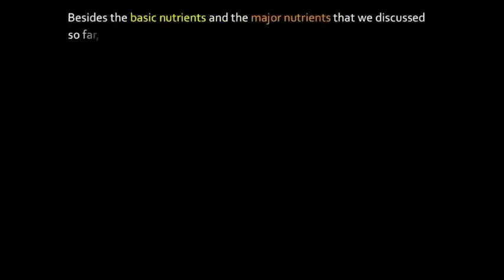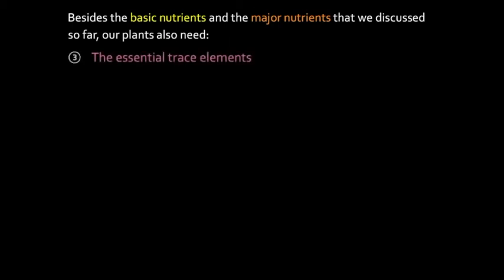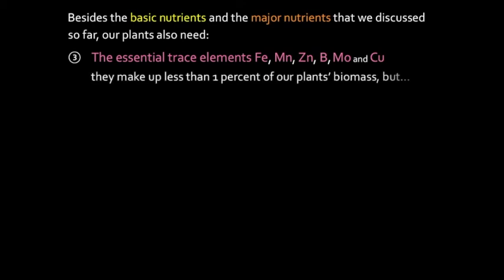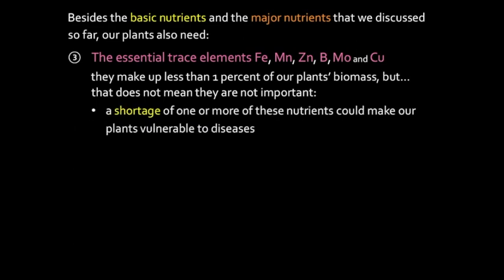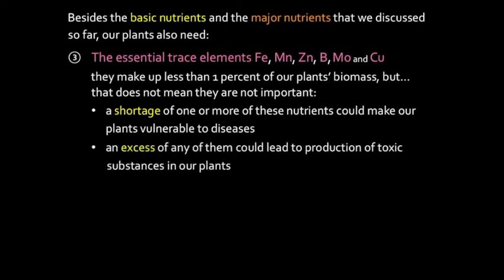Besides the basic nutrients and the major nutrients that we discussed so far, our plants also need the essential trace elements iron, manganese, zinc, boron, molybdenum, and copper. They make up less than 1% of our plant's biomass, but that does not mean they are not important. A shortage of one or more of these nutrients could make our plants vulnerable to diseases. And an excess of any of them could lead to the production of toxic substances in our plants, which in turn could make the consumer sick.